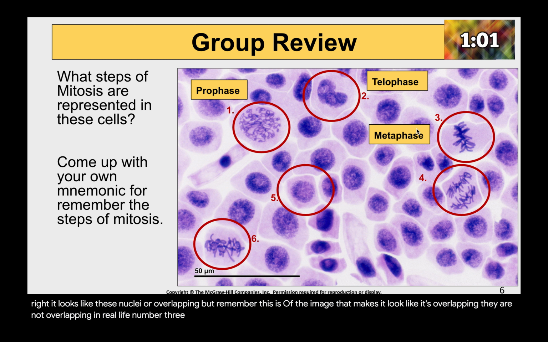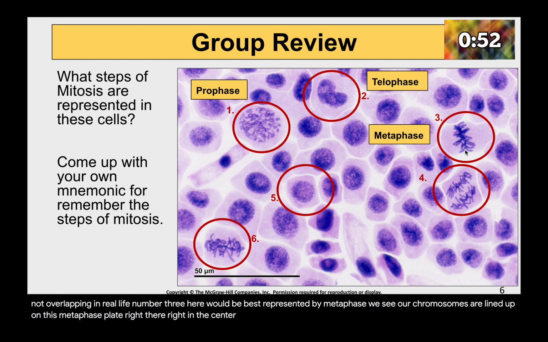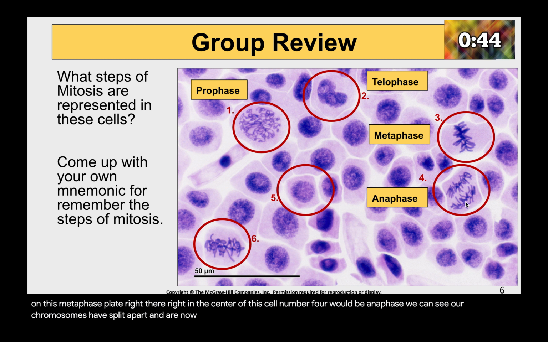Number 3 here would be best represented by metaphase. We see our chromosomes are lined up on this metaphase plate. They're right in the center of this cell. Number 4 would be anaphase. We can see our chromosomes have split apart and are now migrating to the opposite sides of the cell.